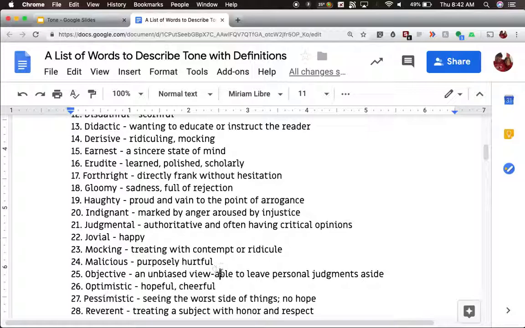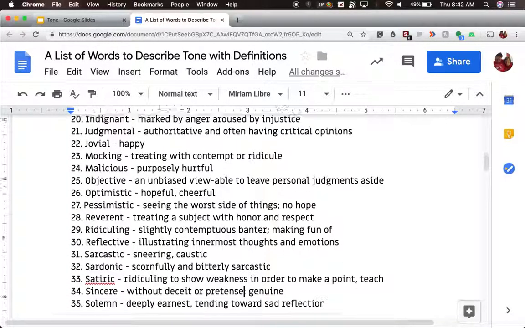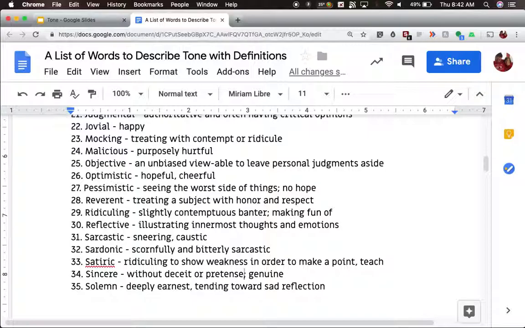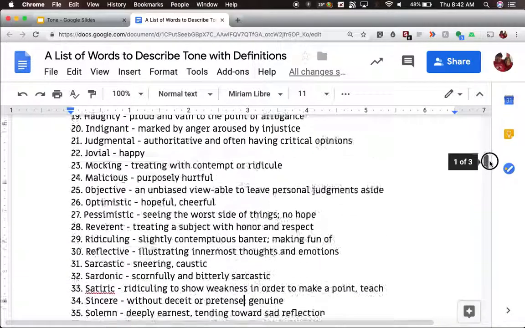Objective, an unbiased view, able to lay personal judgments aside. I think that one would work as well here. And sincere is kind of in that realm, but I think sincere is more like you're really passionate about something. You're real about whatever you're talking about. And I think this one's more factual. This one's more about the actual thing. So I'm going to go objective, or I'm going to go with, oh, I lost the other one. Didactic. I'm going to go with one of those two.